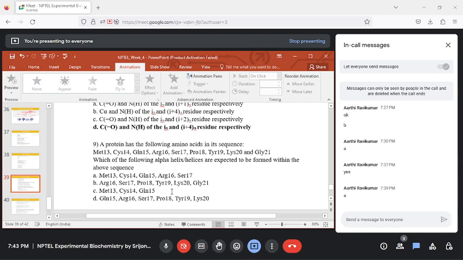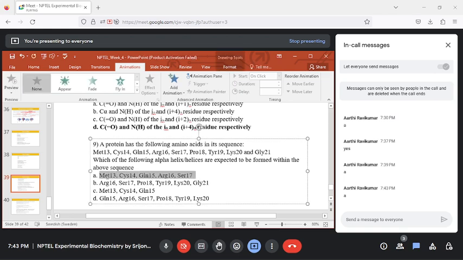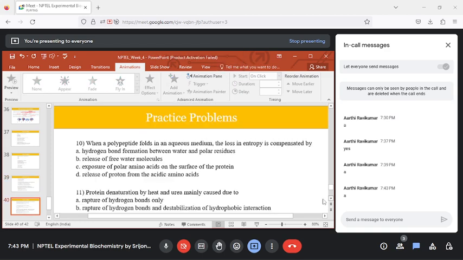First of all, there has to be a minimum of four amino acids, and proline is not a good choice in the helix formation. Yes, A is the correct option because in any case C gets eliminated, and in B and D proline is present, so proline acts as the helix breaker. So A is the correct answer. Moving on to the next question.